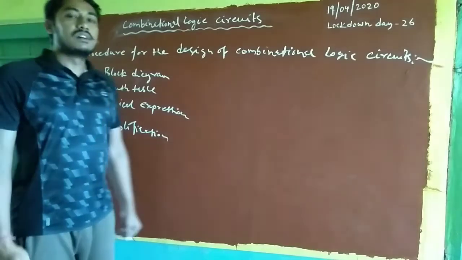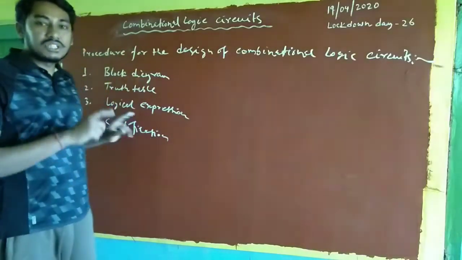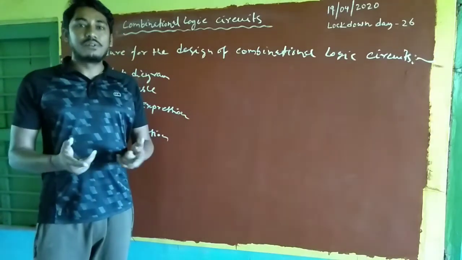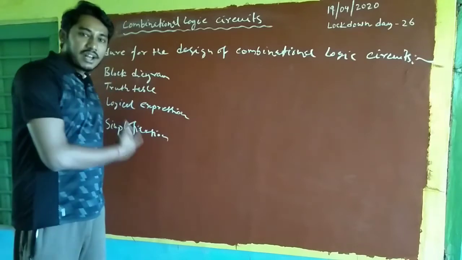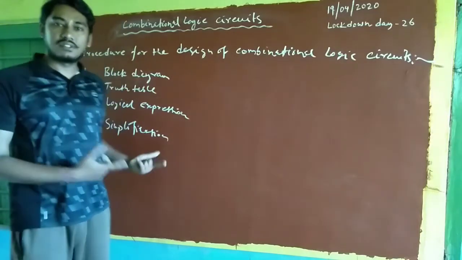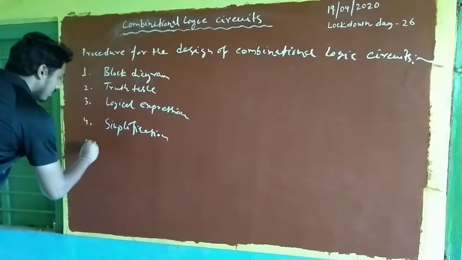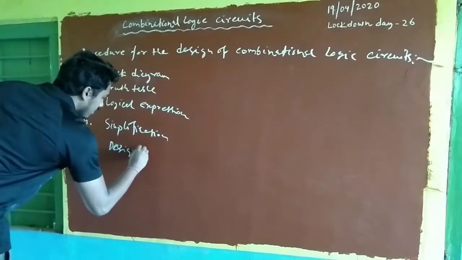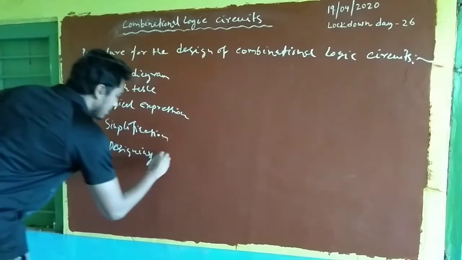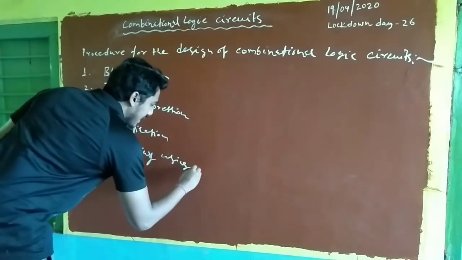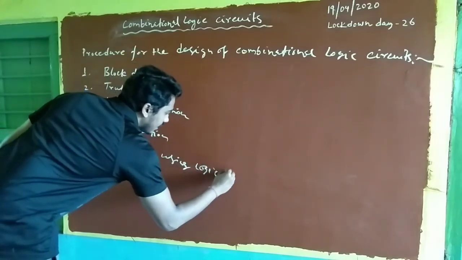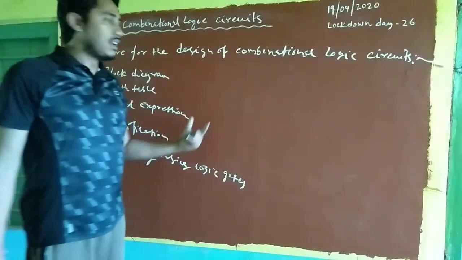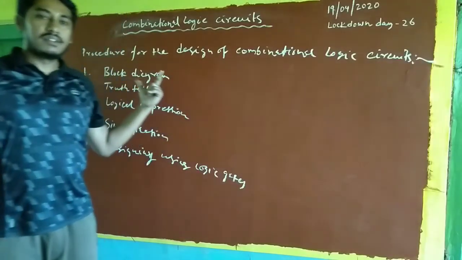Now after getting the simplified version of the logical expression of that particular circuit, what do we have to do? We need to design the circuit using logic gates. This is the final step, designing using logic gates. So these are the basic procedures to design any circuit.